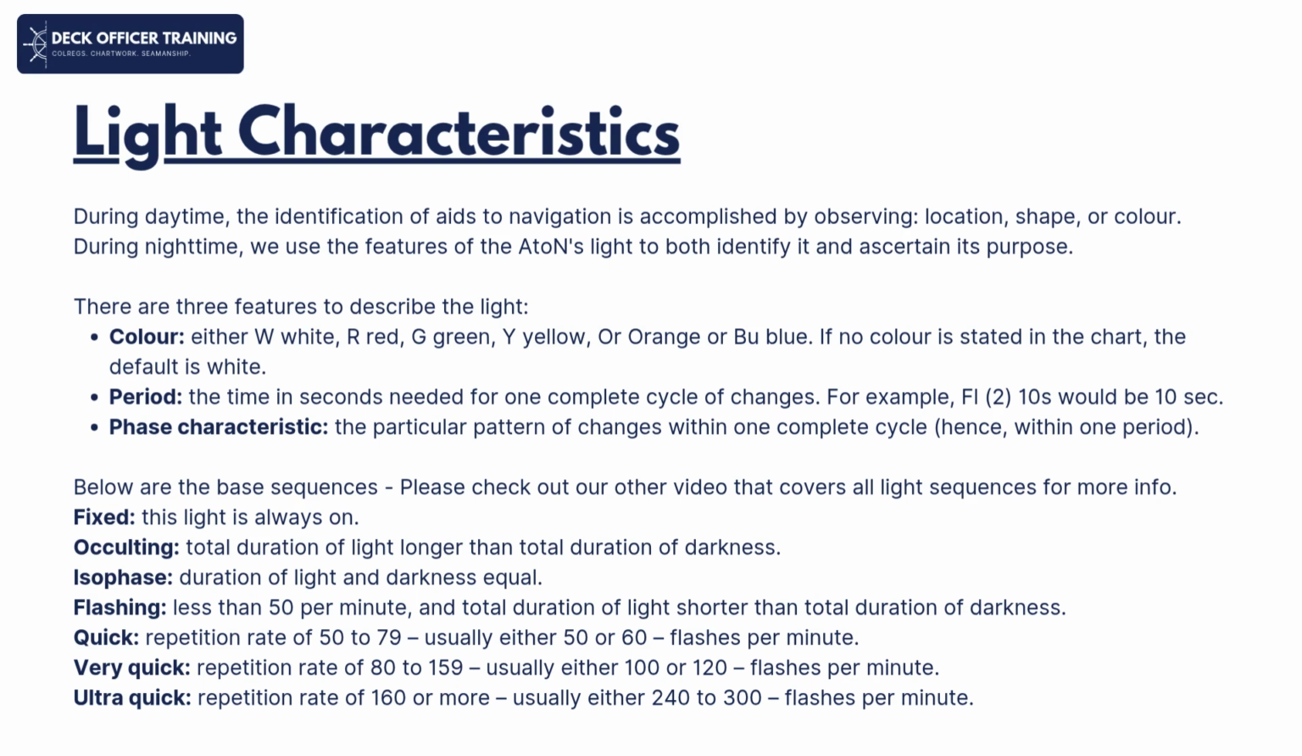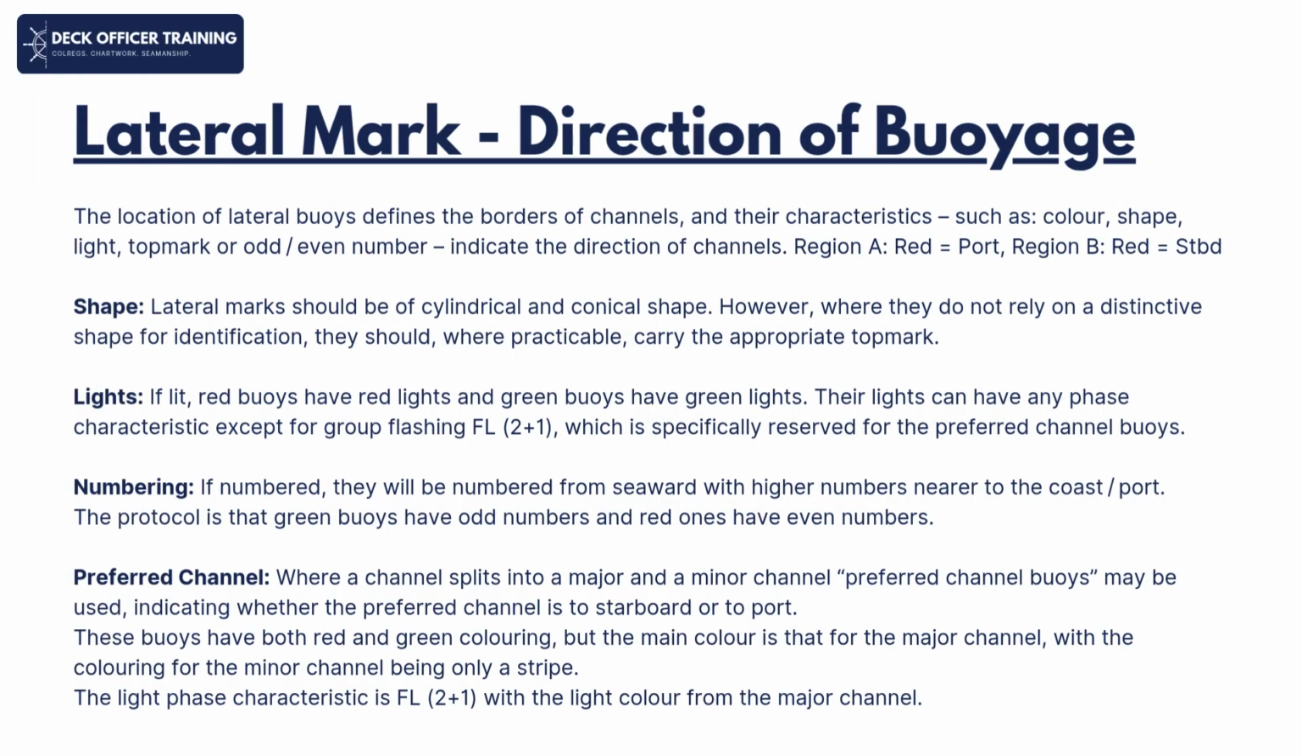Very quick. Repetition rate of 80 to 159. Usually either 100 or 120 flashes per minute. Ultra quick. Repetition rate of 160 or more. Usually either 240 to 300 flashes per minute. Lateral mark. Direction of buoyage. The location of lateral buoys defines the borders of channels, and their characteristics, such as color, shape, light, top mark, or odd/even number, indicate the direction of channels.